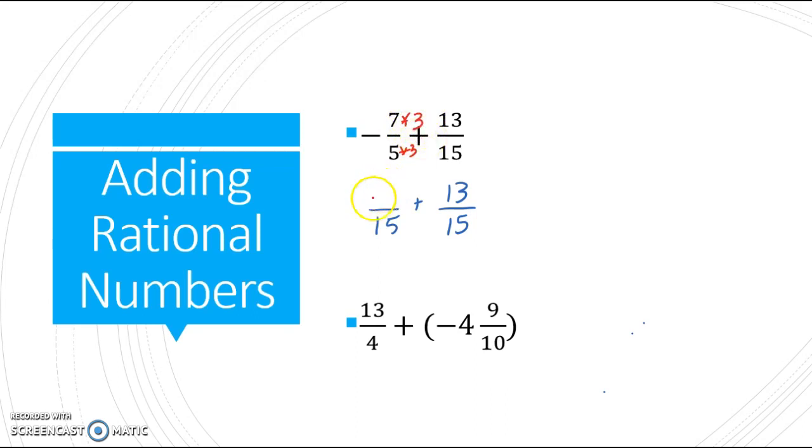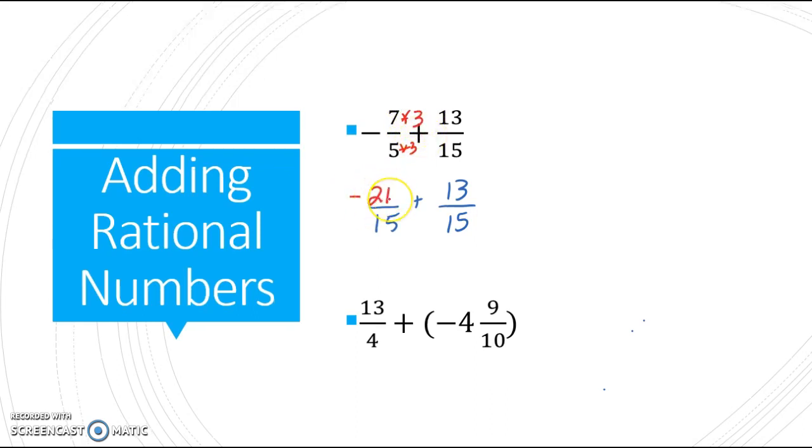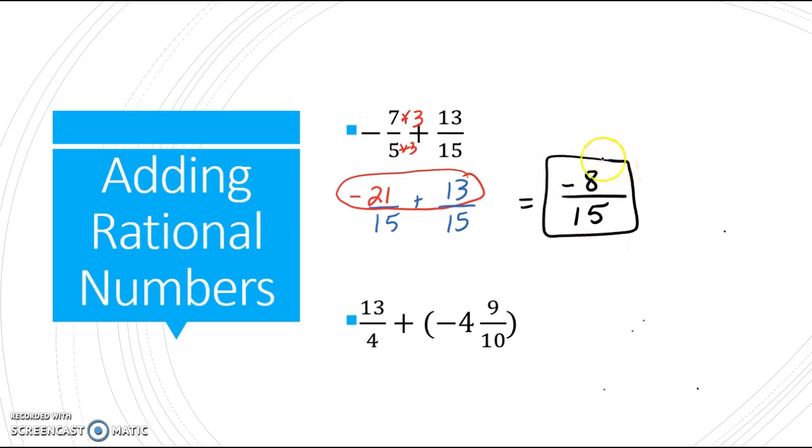So I have to multiply my first fraction by 3, numerator and denominator. So I've got -21/15. And then I'm adding 13/15. So once I have that done, I look at my numerators because I'm adding my numerators here. -21 plus a positive 13. So we've got more negatives than positives, so that answer is going to be negative. Here it should be -8/15. -8/15 should be your answer here.